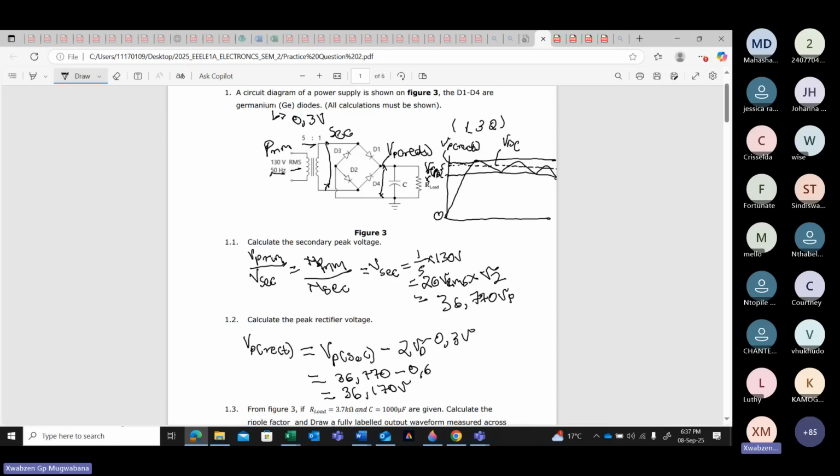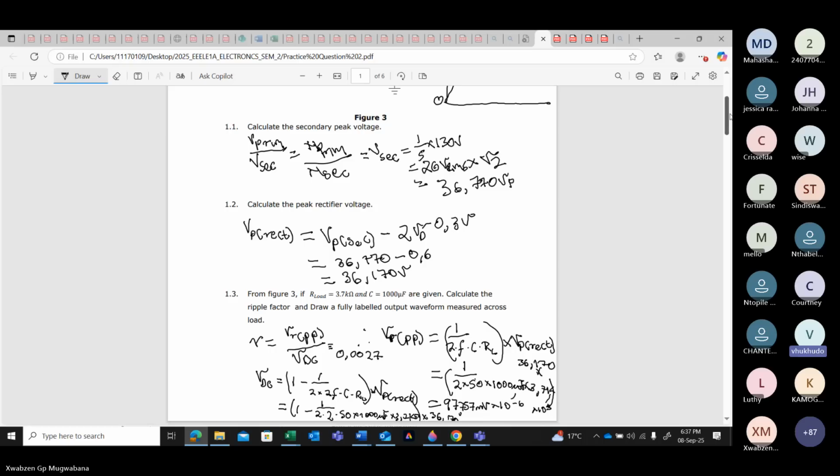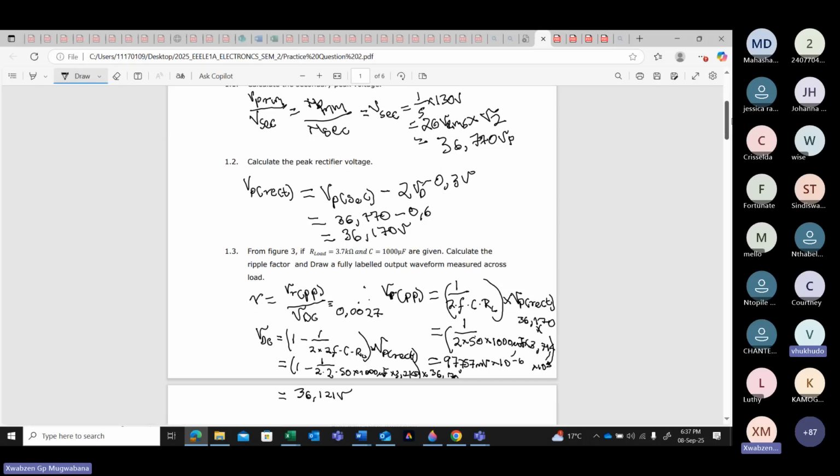Any question so far? Anything difficult there? Anything that you don't understand? Someone asks: how do we convert the ripple voltage into 0,007? I was asking for the answer for the ripple factor. The ripple factor. I know you're talking about the ripple factor.